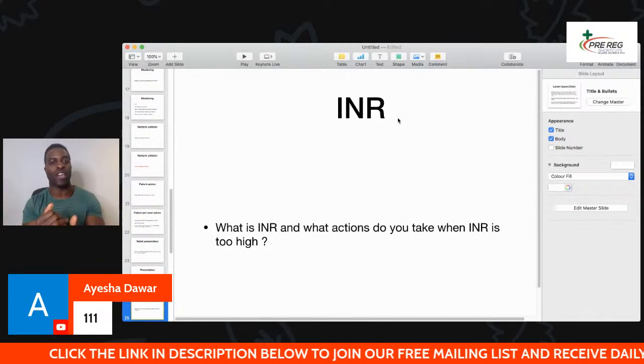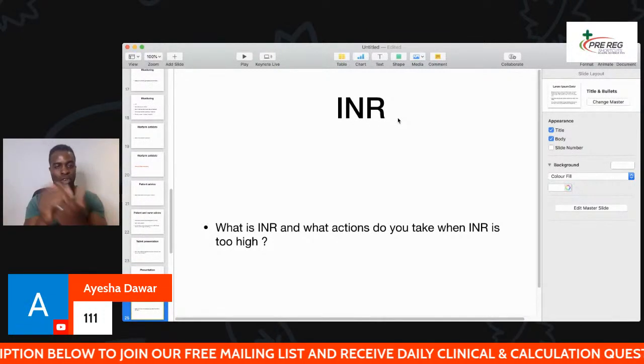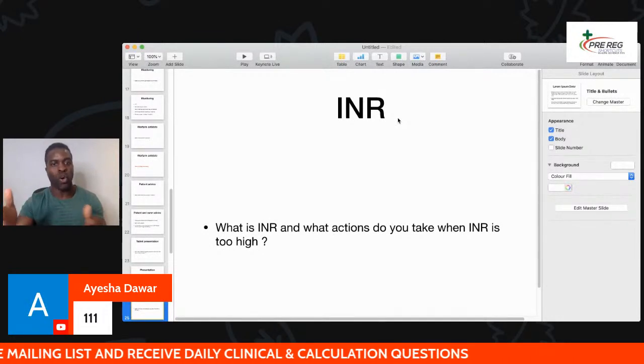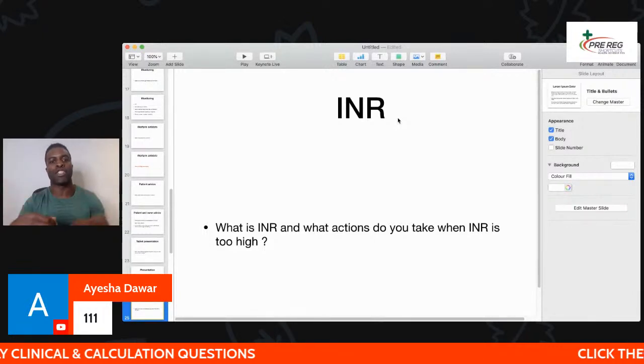What do you do if the INR is too low? What do you do if the patient is bleeding? What do you do if they're not bleeding, but they've got a high INR? What do you do if they have a major bleed? What do you give them? How do you rectify that? So that's what a GP needs you to know.